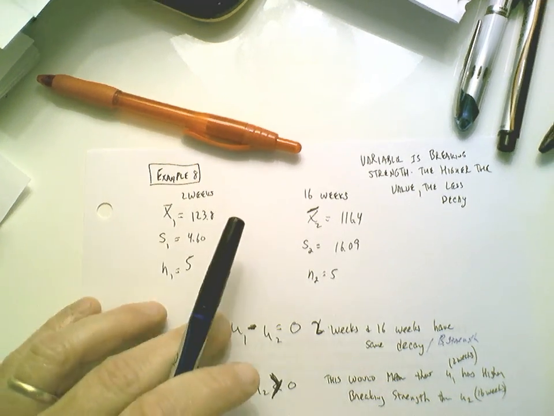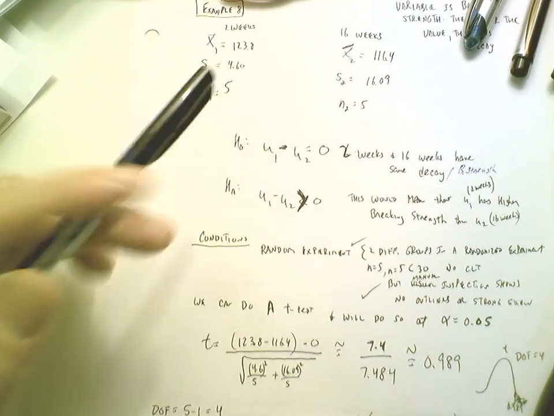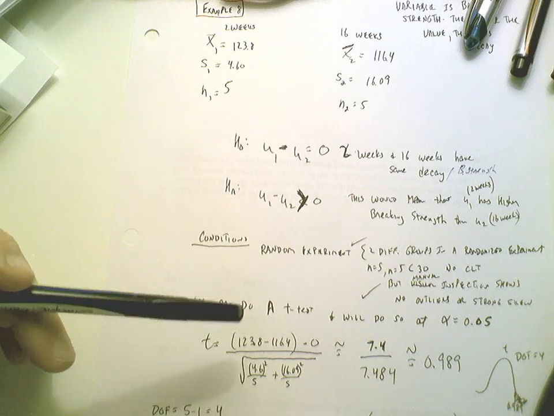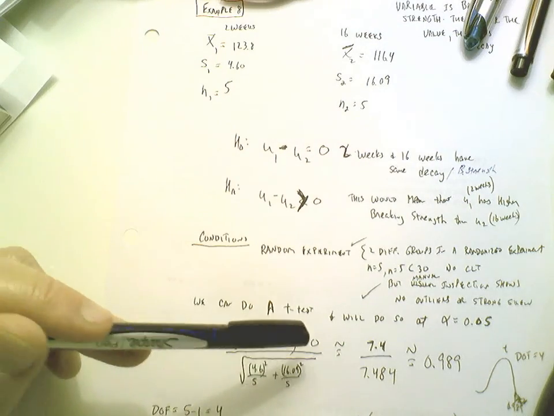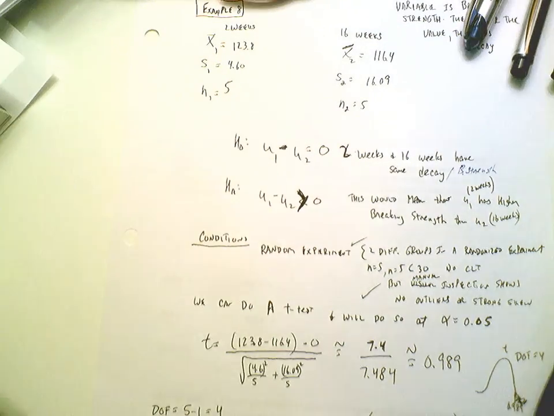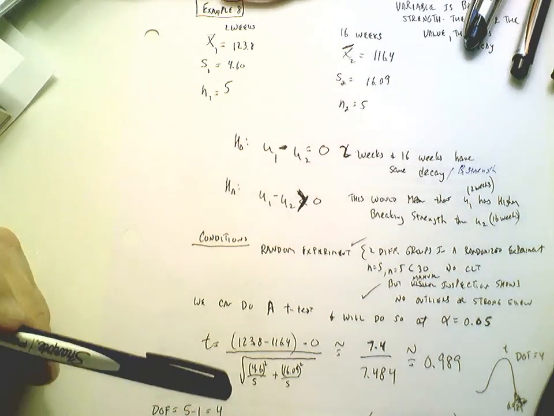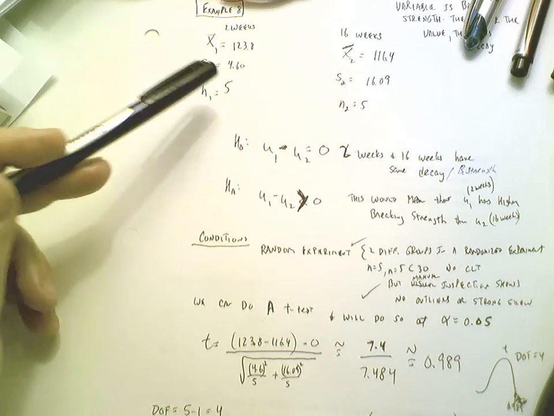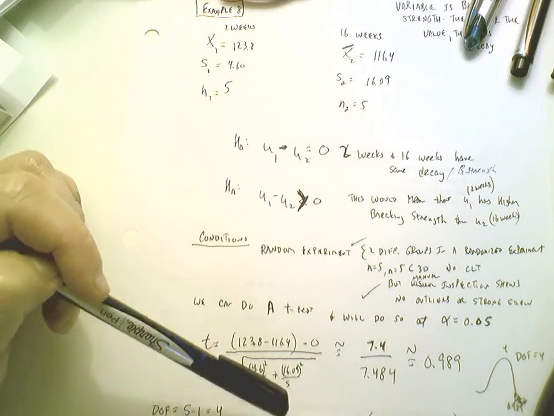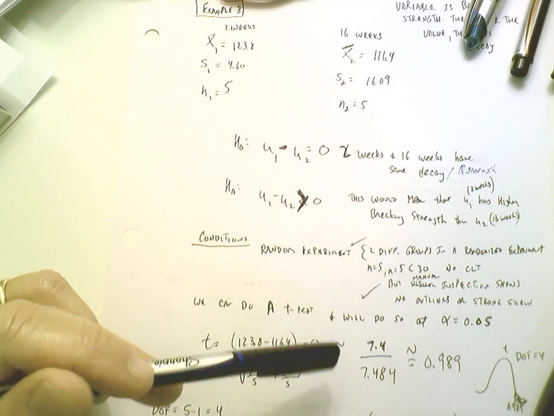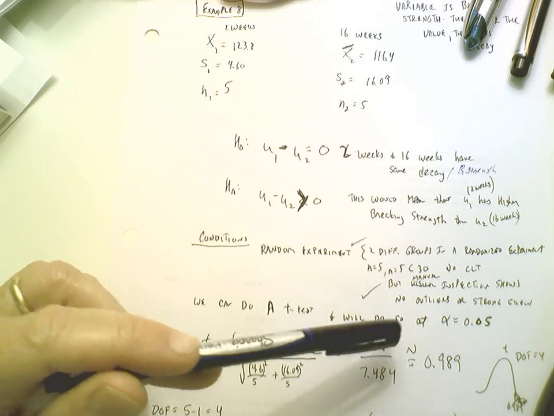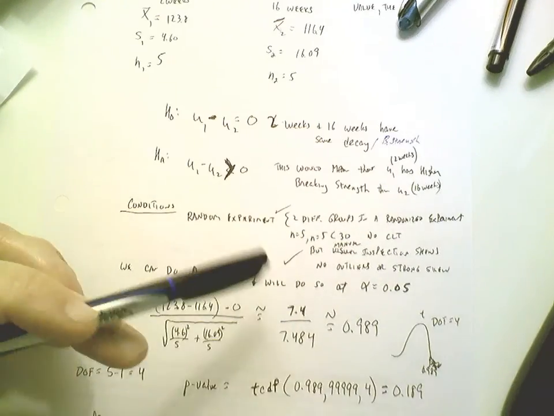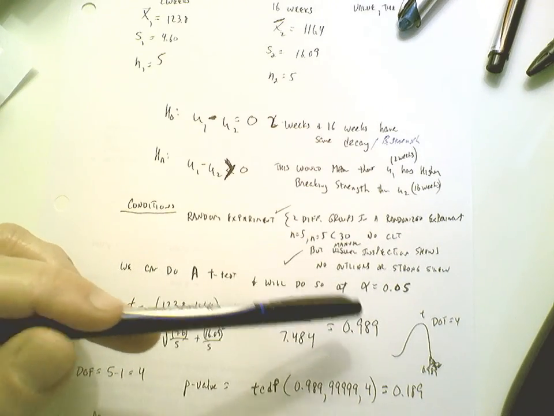Let's go ahead and set up the number crunch part. Here comes my t-value: 123.8 minus 116.4 minus (mu1 minus mu2). Again, that's a good old 0. And then here comes my standard error for this data: 4.6 squared over 5 plus 16.09 squared over 5. When all things are out, with a little bit of rounding, I'll have 7.4 over 7.484. Run that through, go to 3 decimal points, and I have a t-value of 0.989.